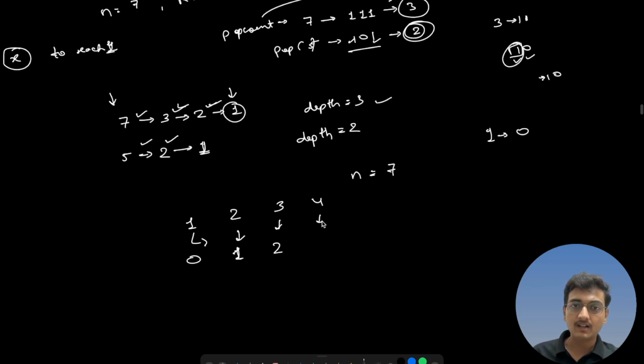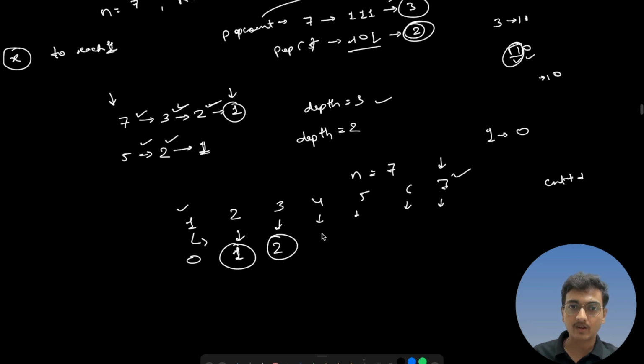Similarly, I can do 4, 5, 6, 7. I will calculate the depth of each number from 1 to 7, and I will check, is this equal to k? No. Is this equal to k? Yes, I will count plus equal to 1. Is this equal to k? Let's say here some random numbers, for example, let's say 3, 2, 4, 2.